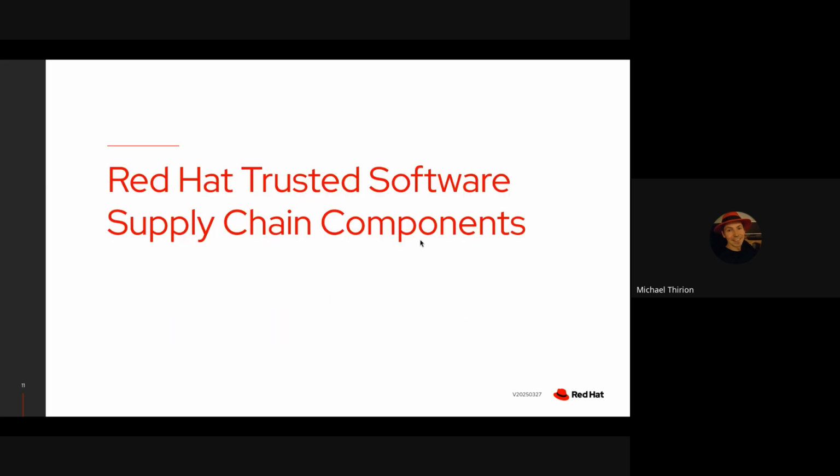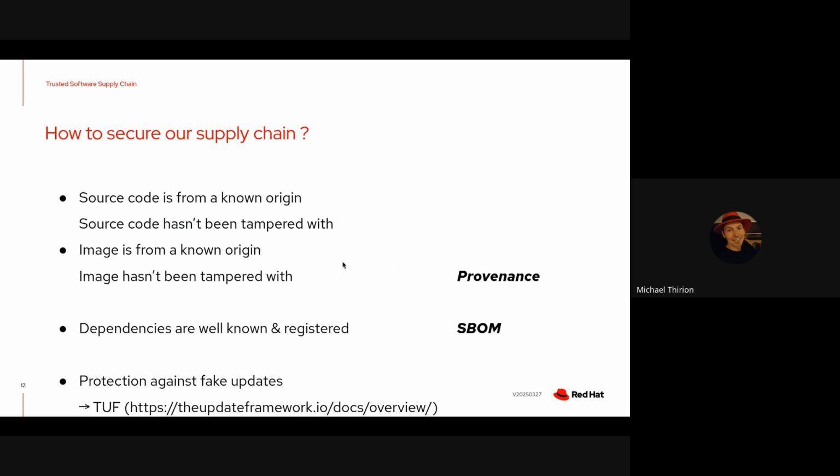Well, now let's look at what exactly we need to avoid those kinds of problems that we've seen. So basically, the requirements are that we need to make sure that the source code is from a known origin and hasn't been tampered with. We need to make sure that the image, because we are in the world of containers, is from a known origin and hasn't been tampered with. The image basically would be the source code. We also need to have a way to register all dependencies. And we need a way to protect against fake updates.